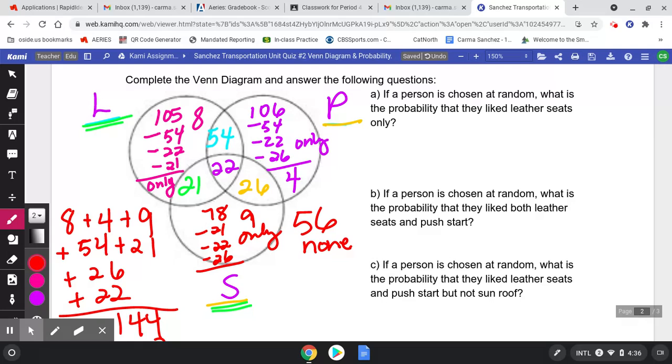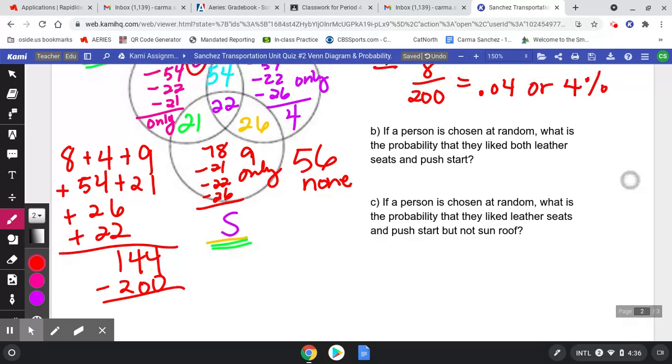All right, now, if a person is chosen at random, what is the probability that they like leather seats only? So here we go with the 8 out of 200 is your fraction. If I divide that, I get 0.04 or 4%.